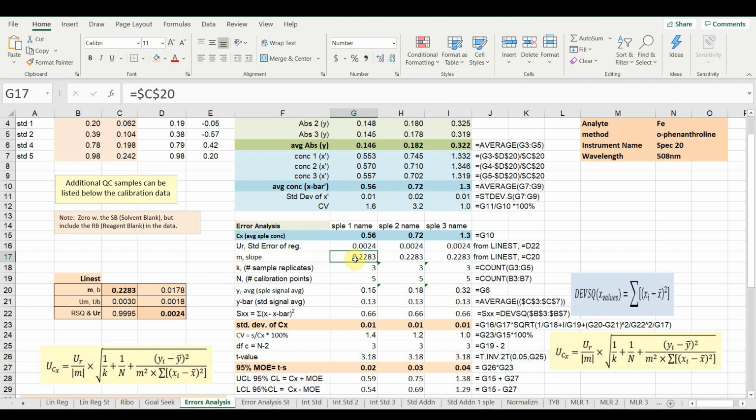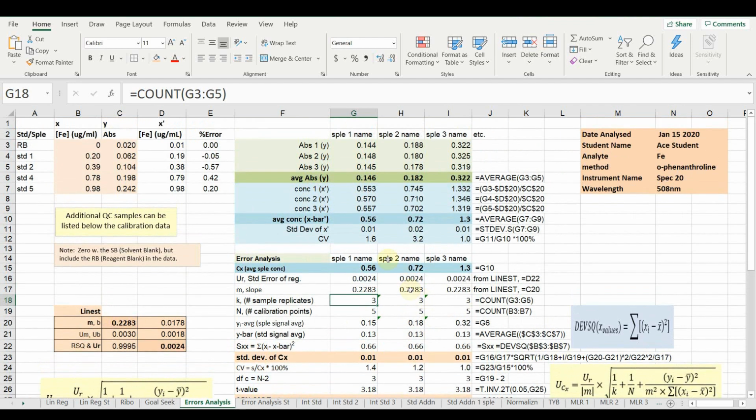The slope is also obtained from Linest here in cell C20. And again, you can use absolute references and drag, but it would be easier simply to write equals G17 and then equals H17, and these will auto-populate for you. Next in the formula we need K. K is the number of replicates of samples. So you can do a count function if you wish to count the number of replicates here, or you can put it in by hand as you wish. It's just 3 in our case.